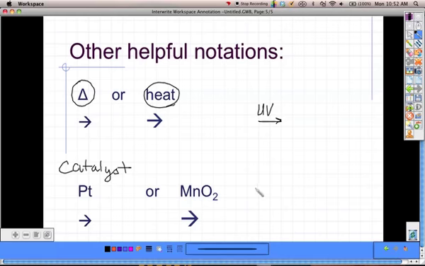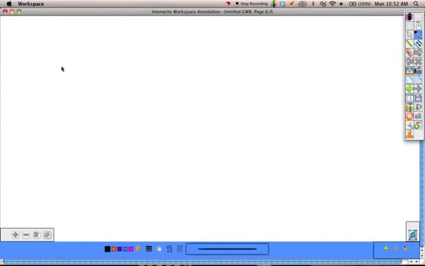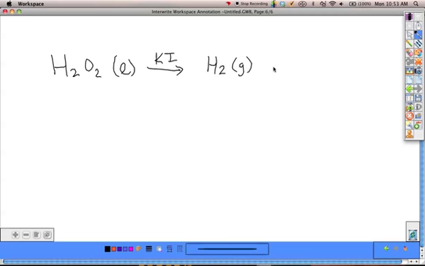So in this instance, we would write that we had H2O2, which was a liquid, with a catalyst above the arrow of potassium iodide, forming hydrogen gas and oxygen gas. Again, it's H2 and O2 because they're on their own. And this one is already balanced. So I'm going to write out already balanced. That's a good habit to get into.